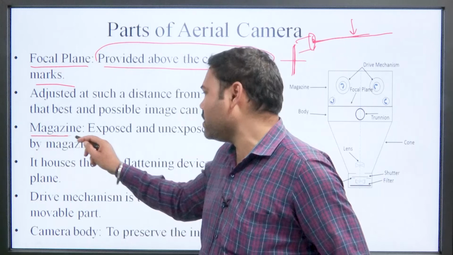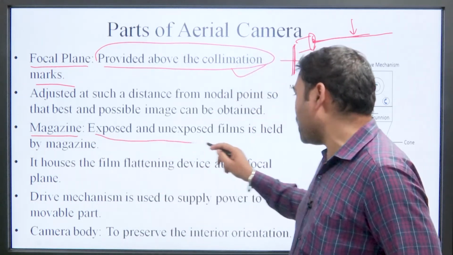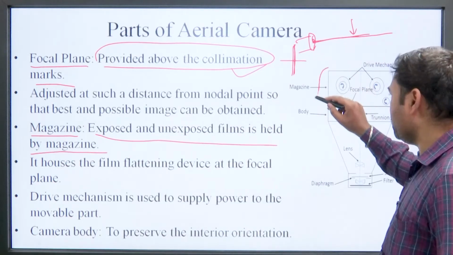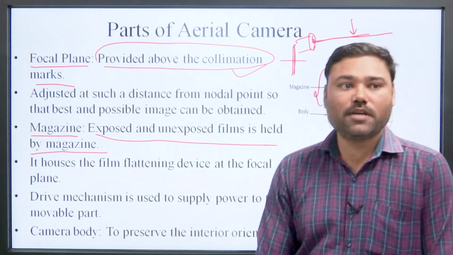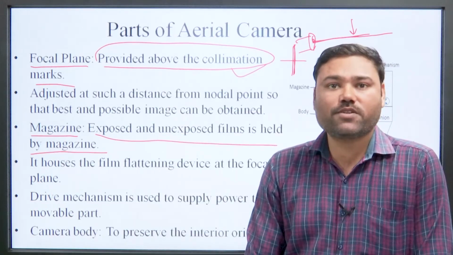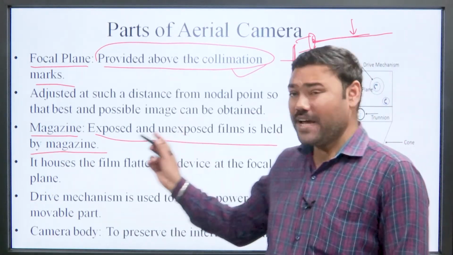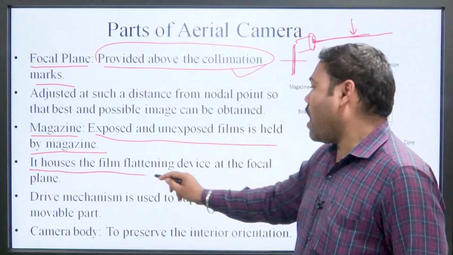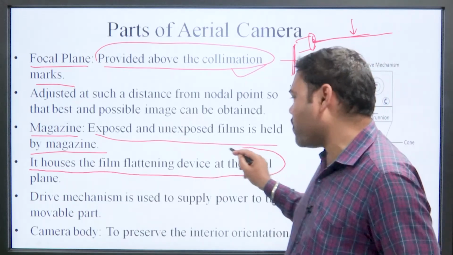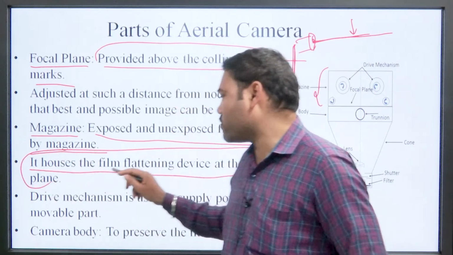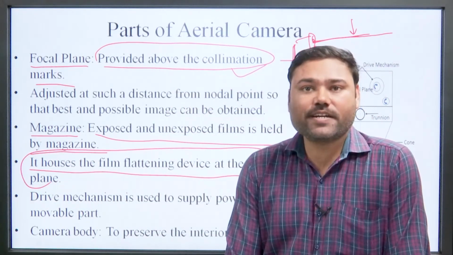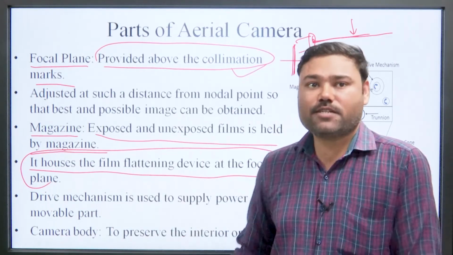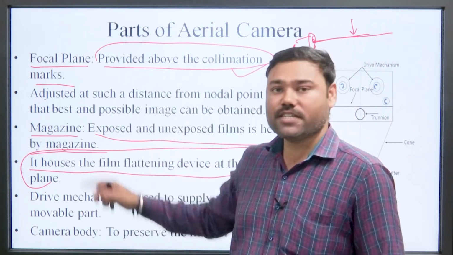Talking about the magazine, exposed and unexposed film is held by the magazine. This portion consists of exposed and unexposed film. The main function of the magazine is that it houses the film flattening device at the plane. It also controls the film flattening device, which is used in an aerial camera for proper photography.